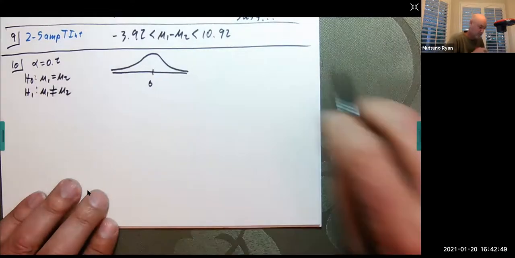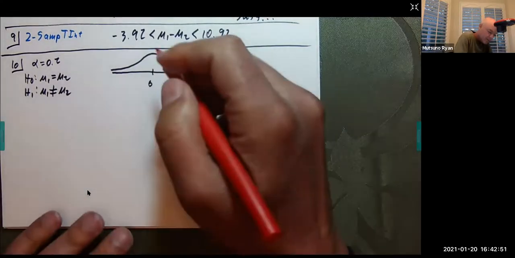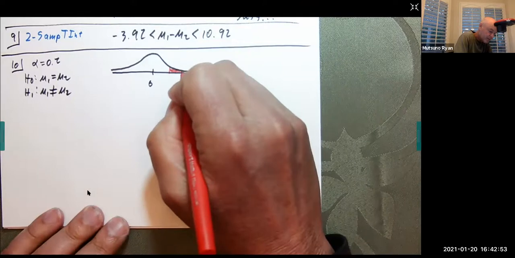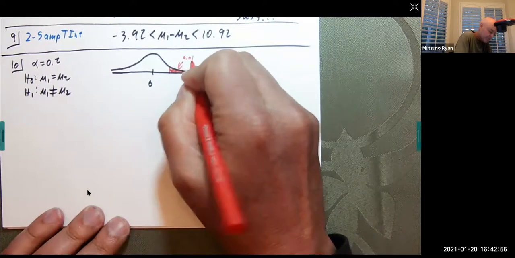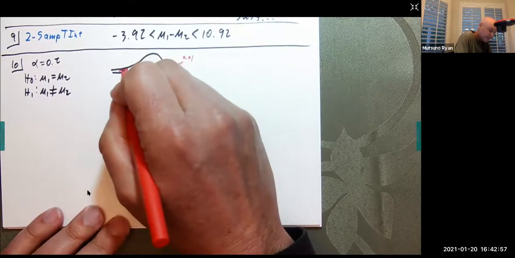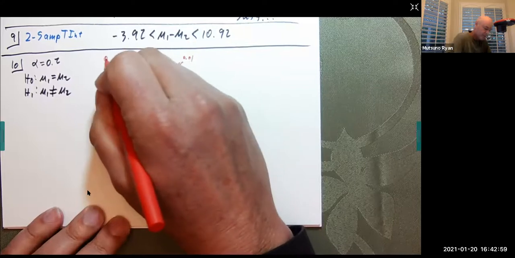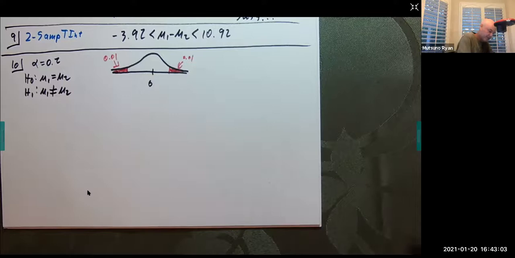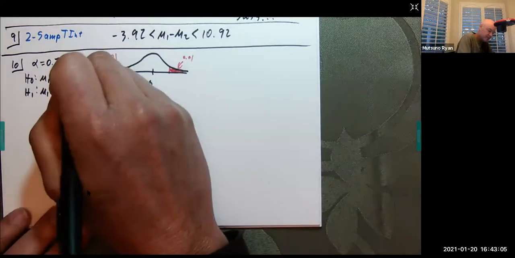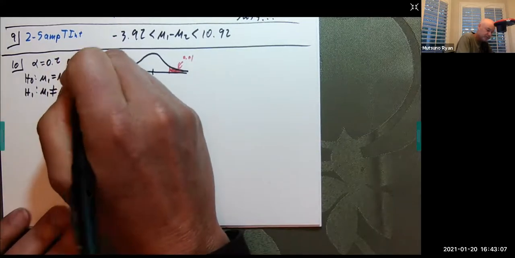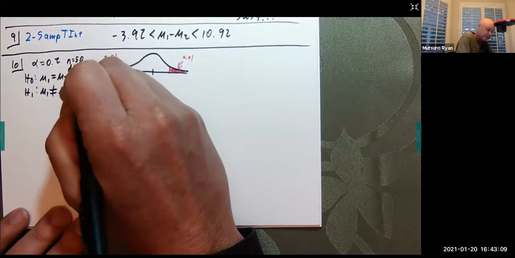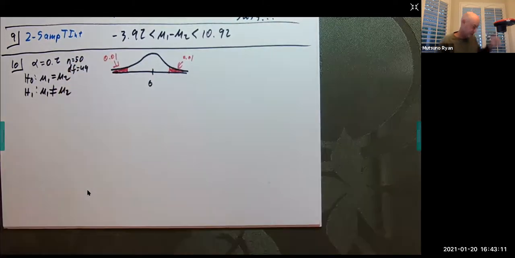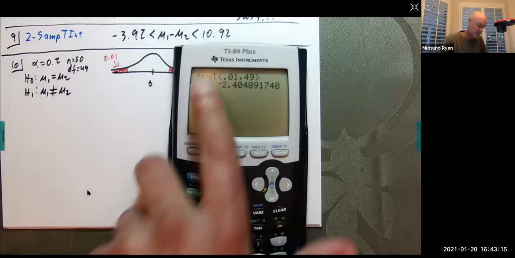And we're going to get 0.01, 0.01. Now, n is the same for both, so our degrees of freedom is 49. So let's calculate our critical values.